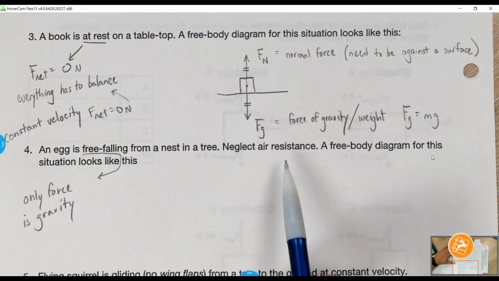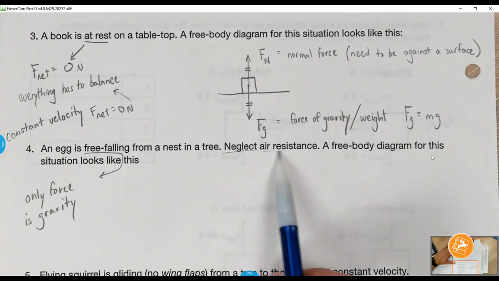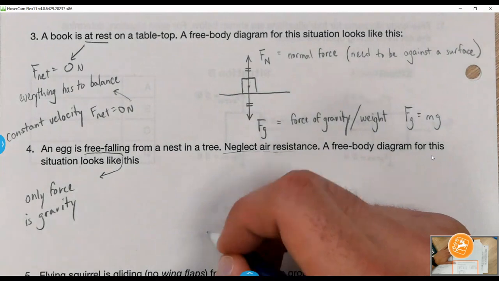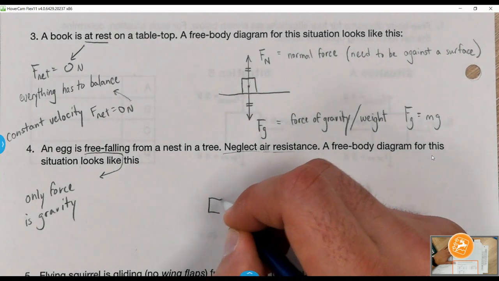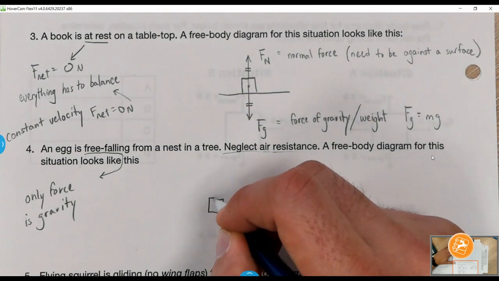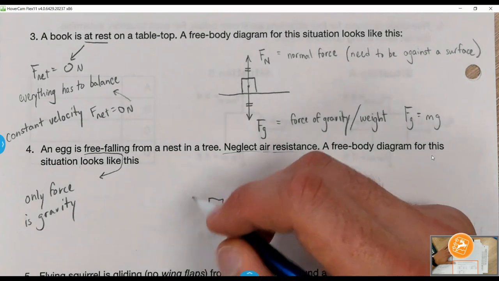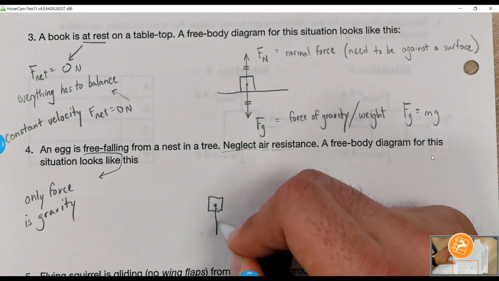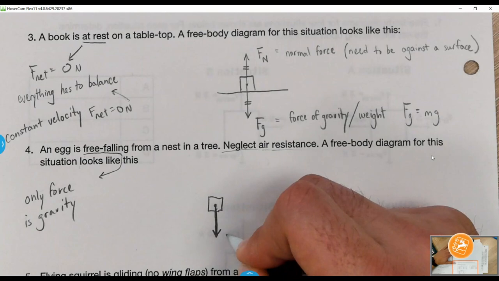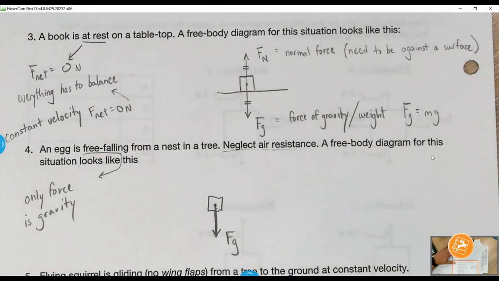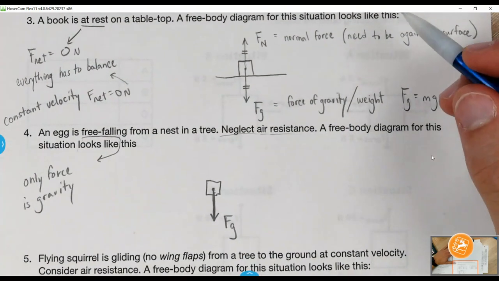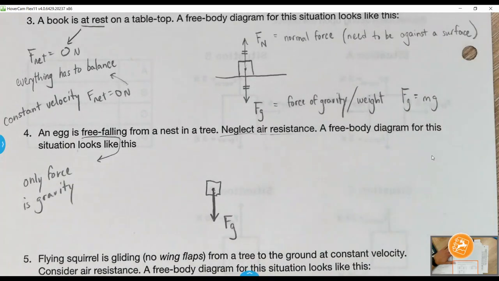Which is why they say right here, neglect air resistance. So there's no other force. Now I'm not on a surface, so I'm just going to draw my box. This box is an egg, and it has mass. If it's free falling, the only thing acting on it is Fg. And if the only thing acting on it is gravity, it's going to be accelerating downward.